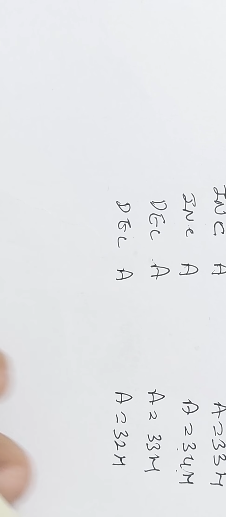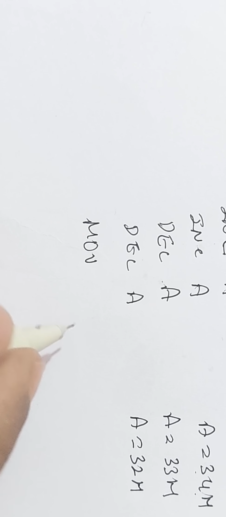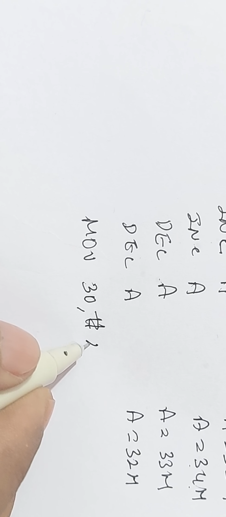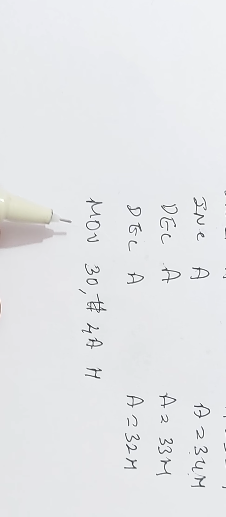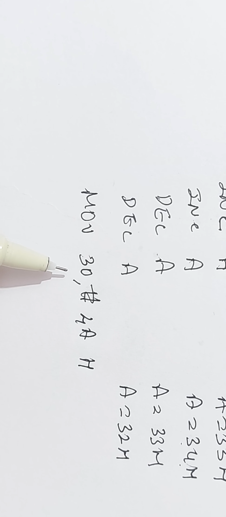Another example: MOV 30, #4AH. What is this? This is direct addressing mode. The RAM location 30 means the 48th RAM location.